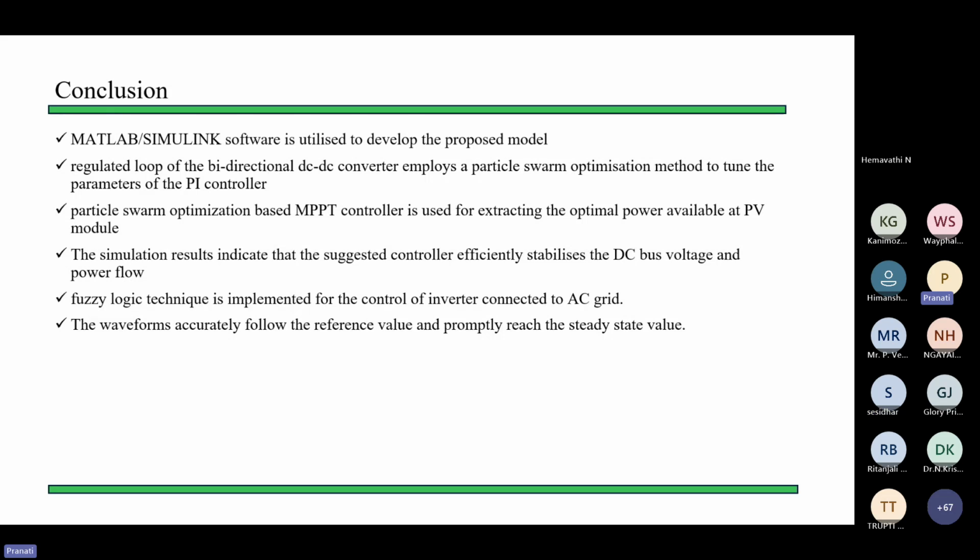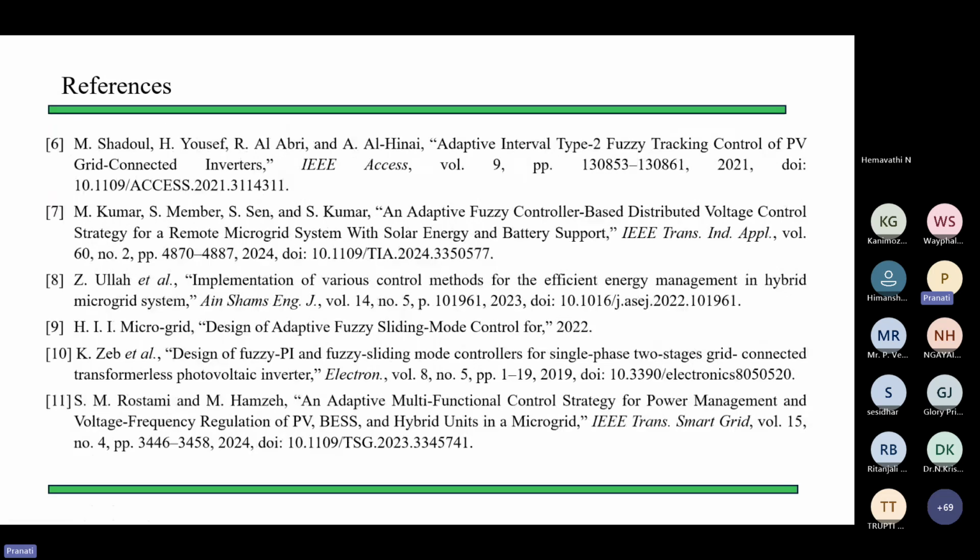After this is my conclusion, but I will present the simulation also. Now, in this conclusion, we have modeled the DC side and the AC side of the bidirectional converter with the particle swarm optimization and MPPT controller. Then the simulations suggested the controller stabilizes the DC bus voltage at 70 volt. Then a fuzzy logic technique is implemented for the control of the inverter connected to the grid. Then we have seen that the waveforms accurately follow the reference value and promptly reach the steady state value. These are my references.